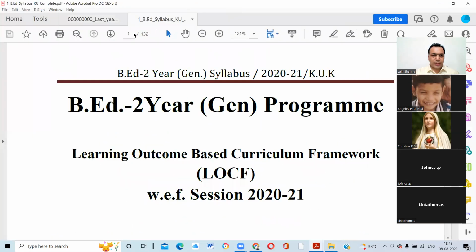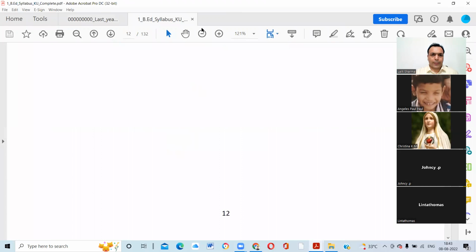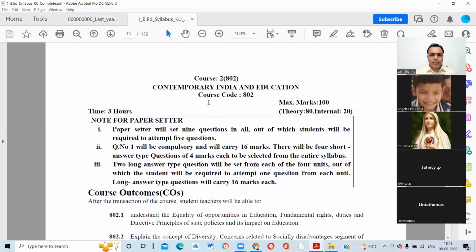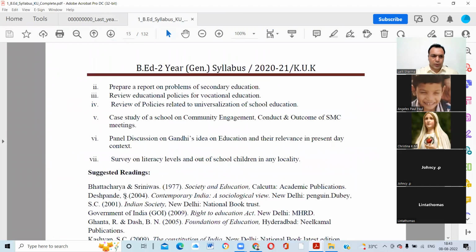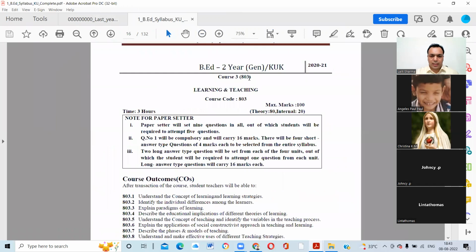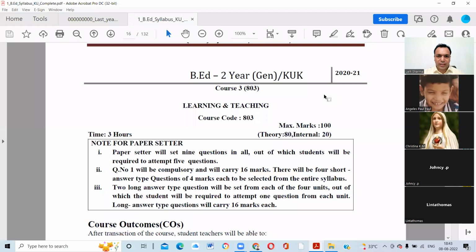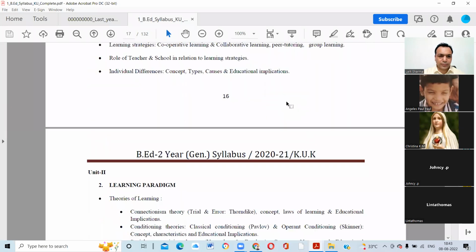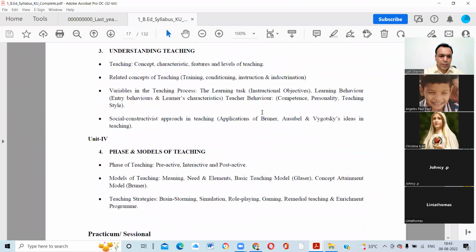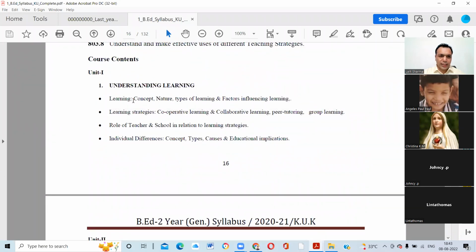Okay, the syllabus has opened. So we see our syllabus also, guys. Contemporary India, and the second is 15. This is your syllabus, right? Learning and teaching. I think it is readable to all of you; I have increased the font size. It starts from here. This is Unit 1, learning.